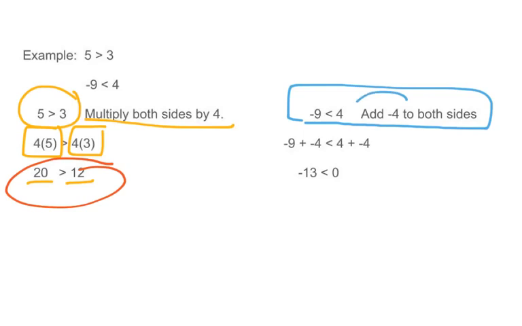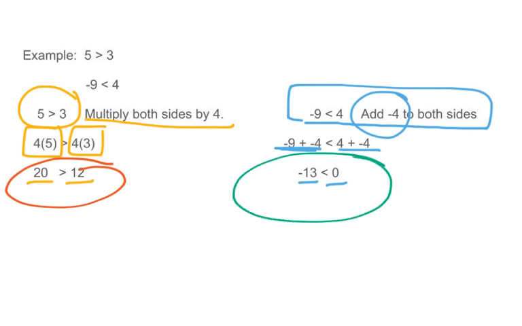Okay, we are going to add -4 to both sides. We're going to add -4 to -9 and get -13. Add -4 to 4 and get 0. And yes, that is still true. -13 is less than 0. So when we multiplied by 4 and when we added -4, in both instances, we resulted in a true statement. It stayed balanced, as we would say.